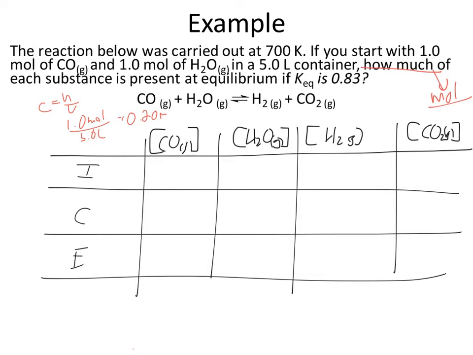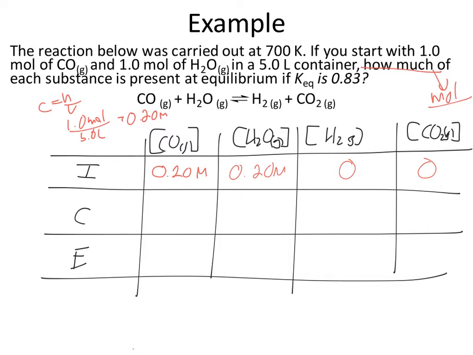So once again, let's go back. Our initial amount of moles that we had for CO was 1.0 mole divided by our 5-liter container. We got 0.20 mole per liter. And the same thing goes with the water. We have 1 mole here divided by 5 liters. So this is going to be 0.20 molar. Now, our products, since this is the beginning of the reaction, they're going to be 0 and 0. We don't have anything produced now.